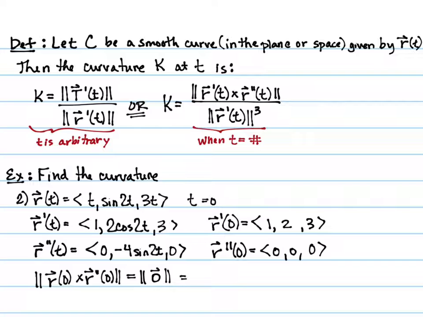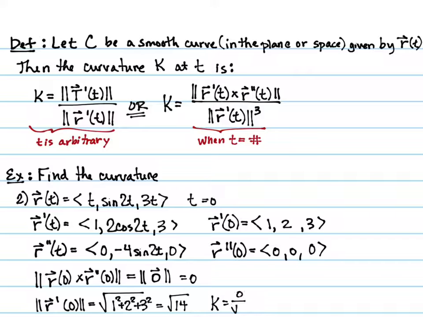It's a 0 vector. And what's the magnitude of the 0 vector? It's 0. And while we don't necessarily need to find the denominator, let's just do it so that you can see that we did it. The derivative at the value of 0, and then the magnitude would be the magnitude of 1 squared plus 2 squared plus 3 squared. And that would give us the square root of 14. And then, of course, my curvature, k, is 0 over the square root of 14, or it's just 0. So what does it mean to have curvature of 0?